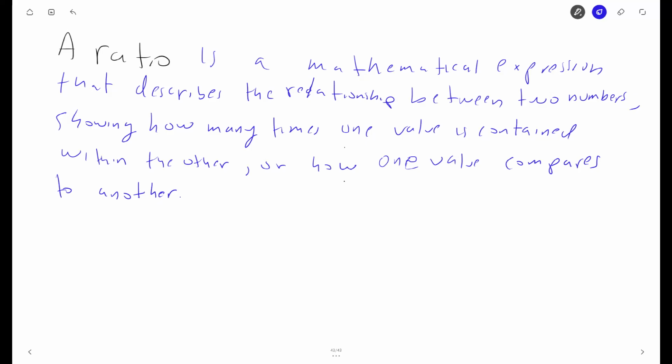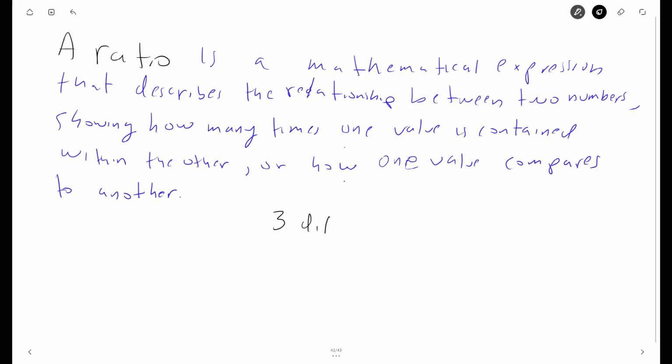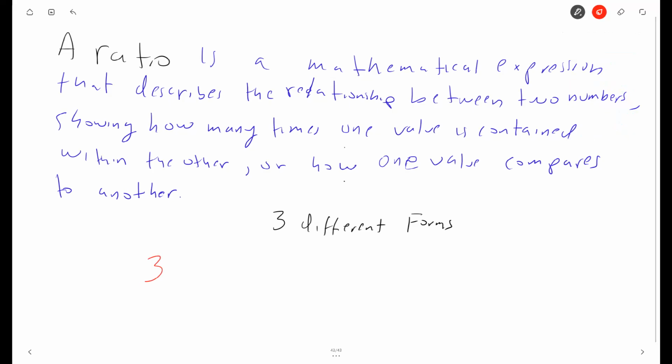So ratios can be expressed in three different forms. For example, if the number 3 is being related to the number 2, then you can write it as follows: 3 colon 2, 3 over 2, or written as 3 to 2.